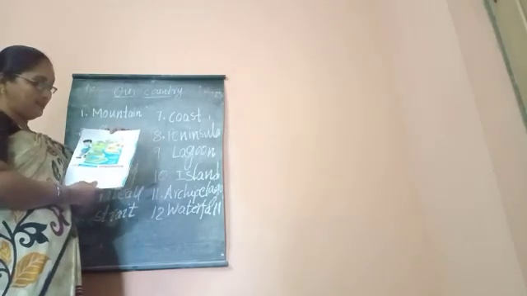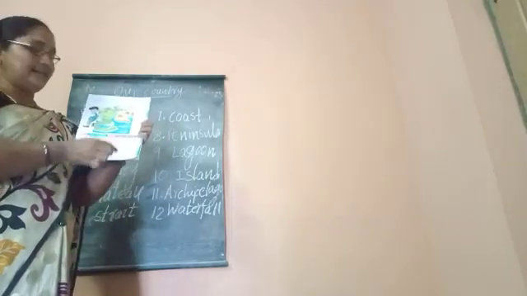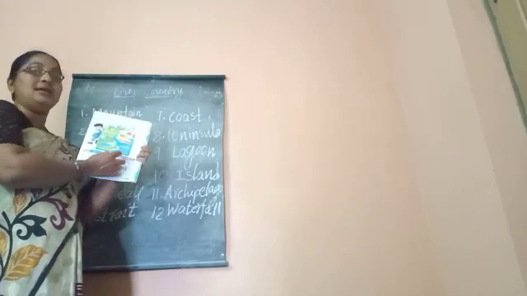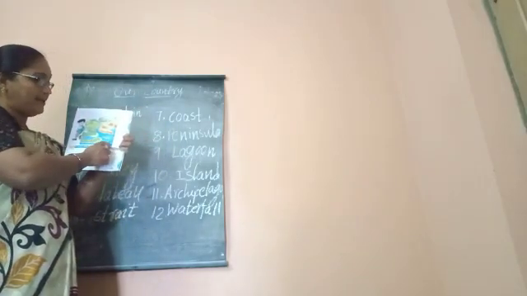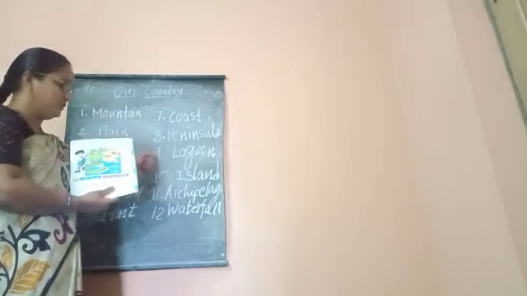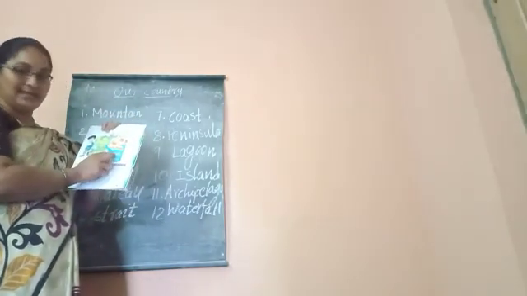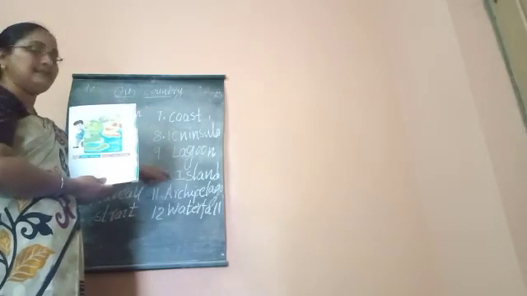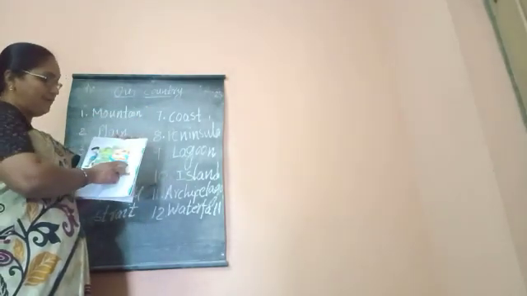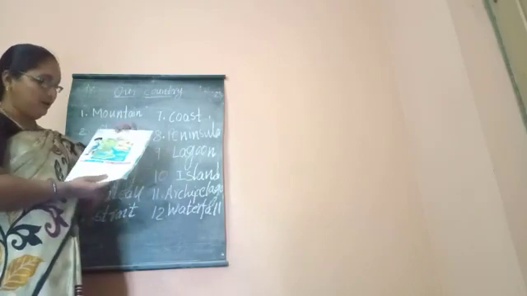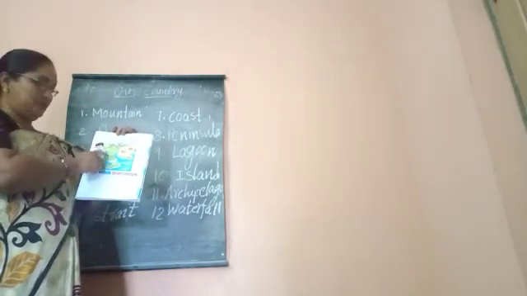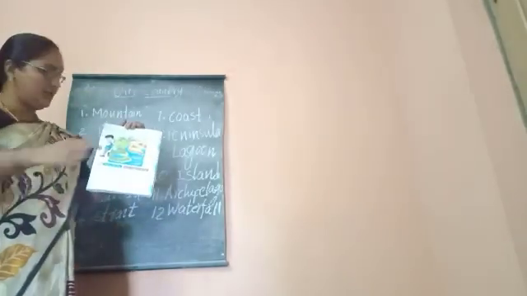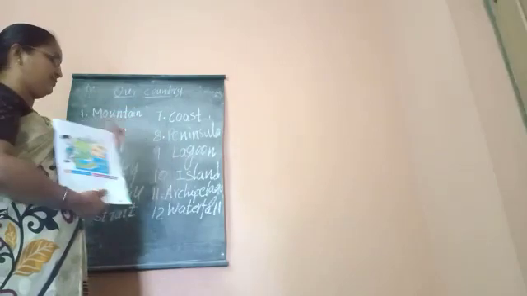Next, ninth one is, it is a part of a water body, a salt water body. It is a part of the sea, but it is separated by a narrow strip of land, that is lagoon. Next, 10th one, it is a landmass that is surrounded by water completely on all sides. That is called the island. Next, a group of islands is archipelago. Next, it is water falling vertically down to the course of the river. So this is the waterfall.